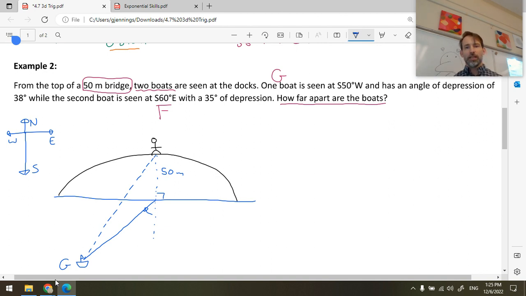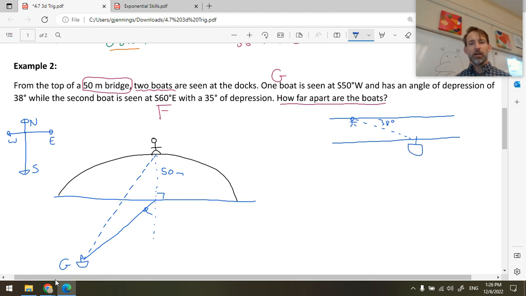So if we're looking down at 38 degrees, I want to show you something. If a plane or a bird or something is up there, that's the horizon line and that's the ground line there. So here's us at the top of the bridge looking down at 38 degrees. Here's the boat down here, and it looks up at us at also 38 degrees. They're the same. The angle of elevation is equal to the angle of depression.